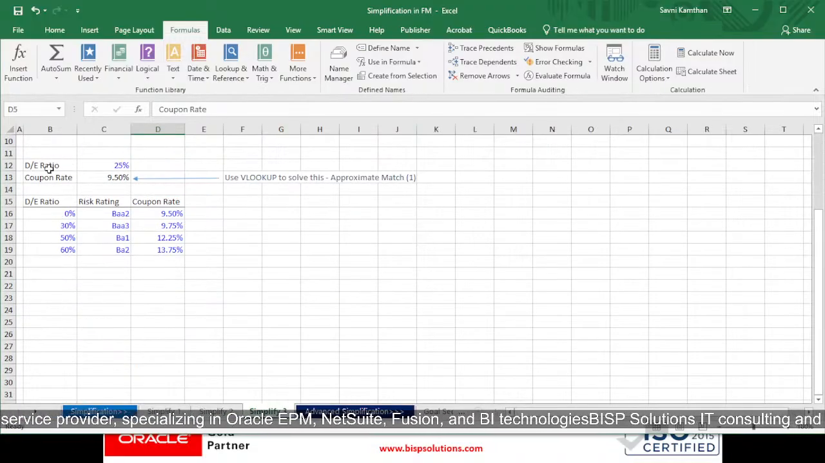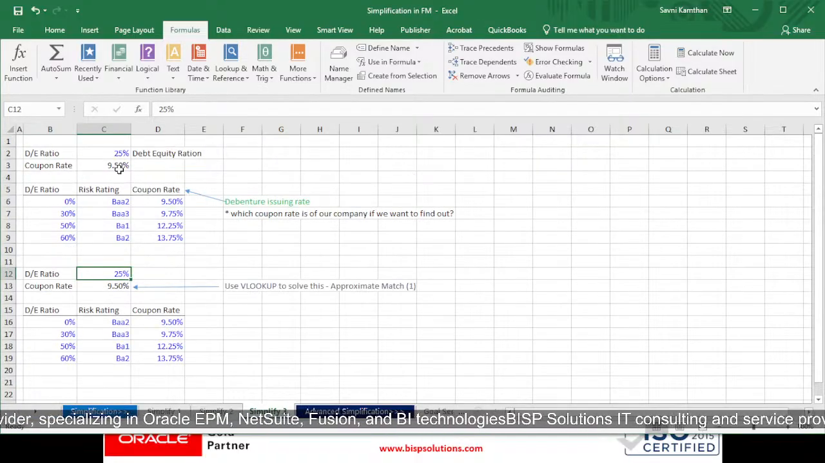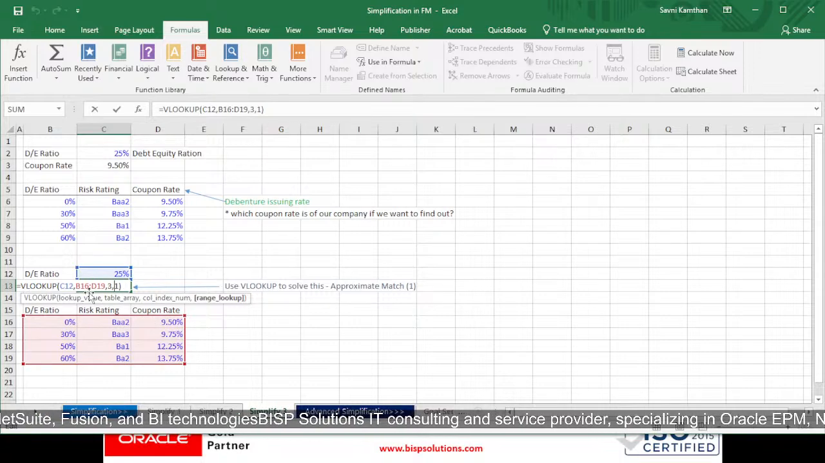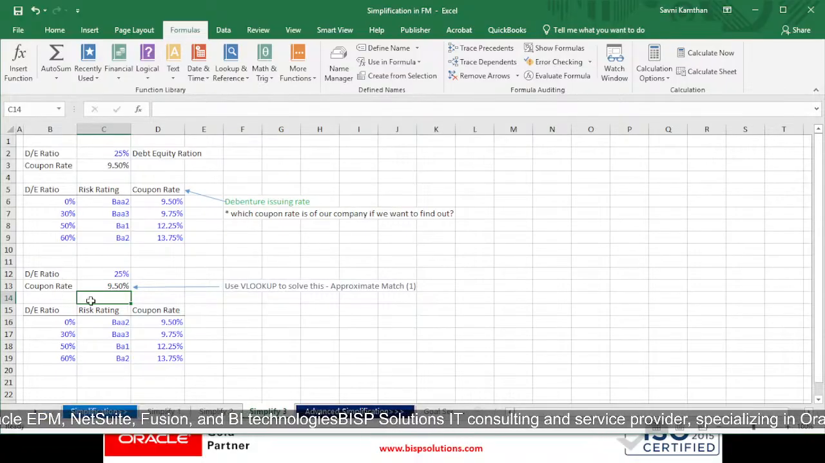Next is our debt to equity ratio, and if we don't want to use a nested IF function, we can use our VLOOKUP function. With that we have to select the lookup value, which is 25%, and the table array, where we have to find out the coupon rate. So we have selected the debt to equity ratio, risk rating and coupon rate table, and the coupon rate we will find is in the third column and in the first row. When we click on enter, it will show us the coupon rate as 9.50.